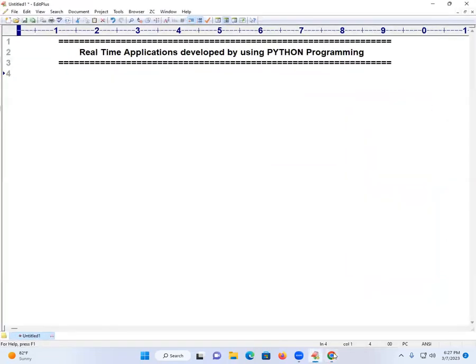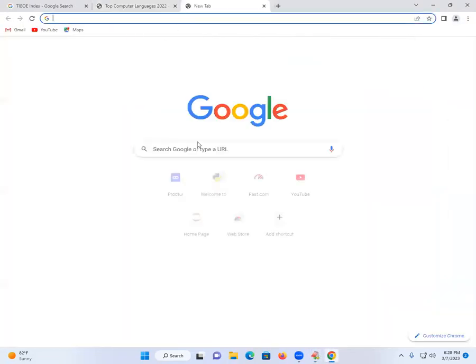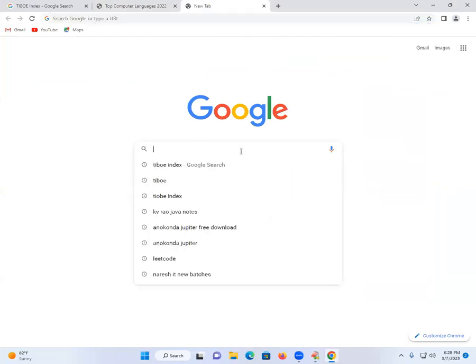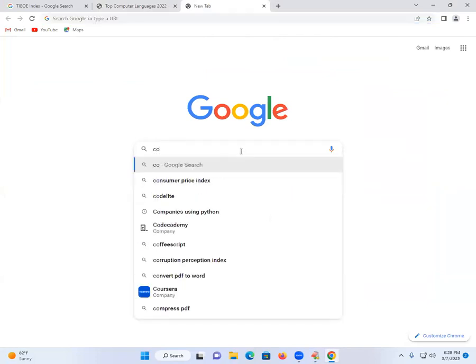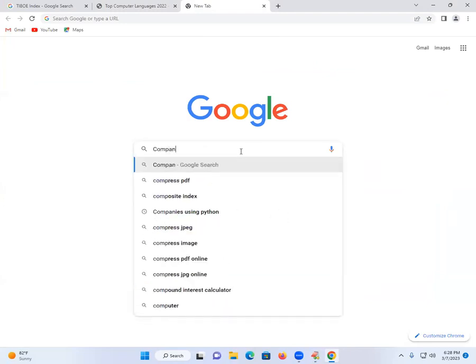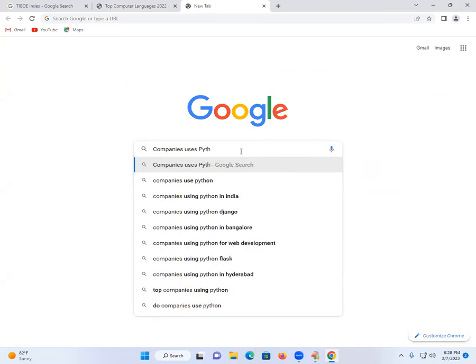Why is Python becoming that popular? Now I'm going to write, last and final: top world-class companies use Python. Companies use Python.